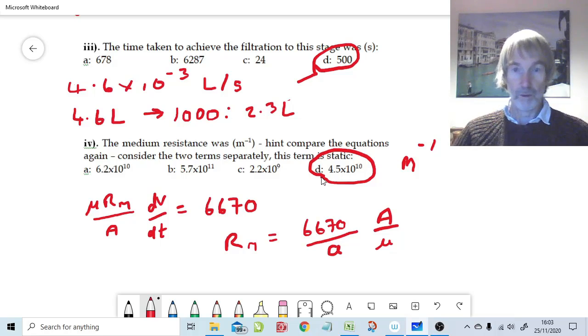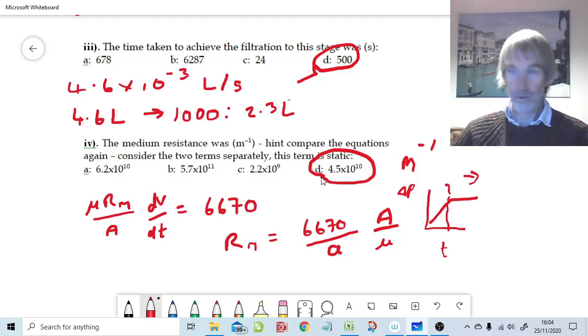Okay, so this is a constant rate filtration, but it leads on to the next question where we have constant pressure. So we've filtered 2.3 litres under the conditions of constant rate. We're about to filter the rest of the 2.3 litres under conditions of constant pressure. Only here we're now going to be using all the filter cake that we've formed as the effective filter medium in the next question.